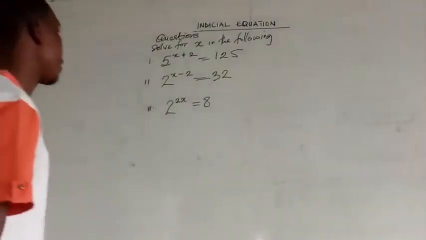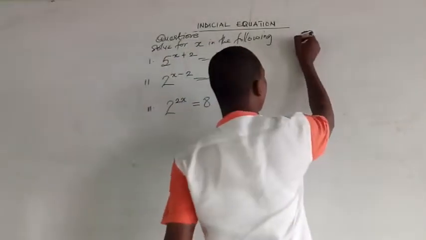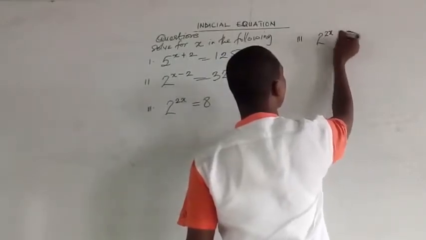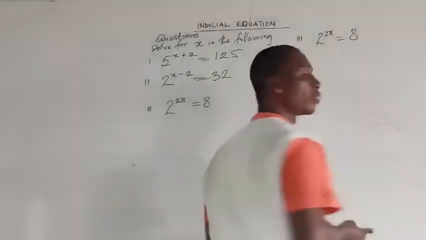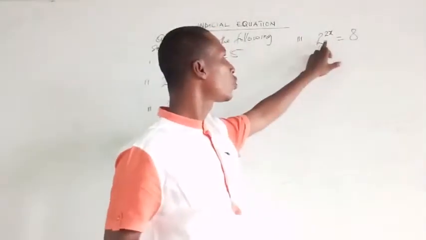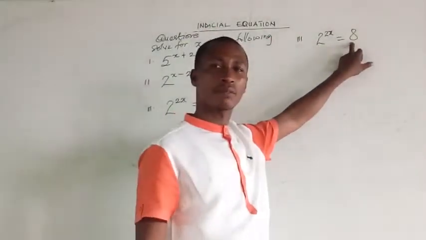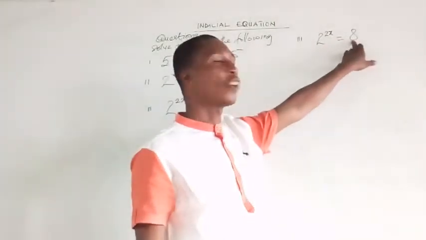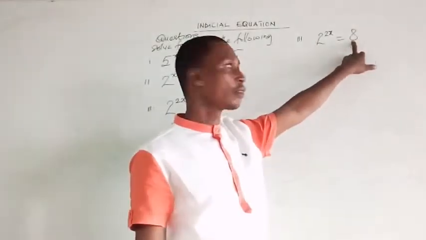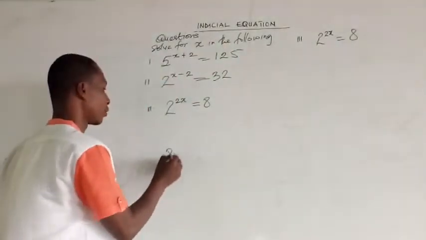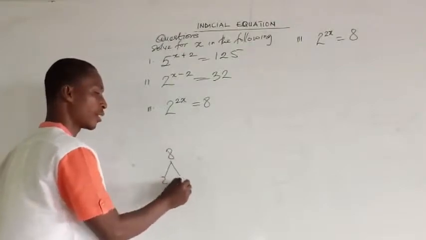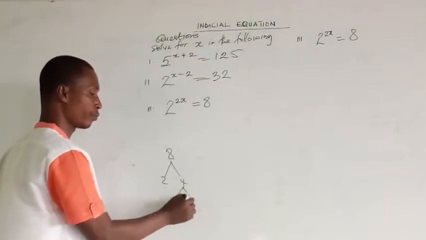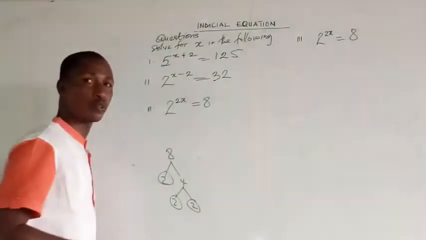So we look at the last aspect, which is 2 to the power 2x equals 8. Wow. So what is x? It's x we are searching for. First, convert this one to a power and a base. For that one, 8. 2 into 8 is 4. 2 into 4 is 2. So 1, 2, 3. 2 to the power 3.